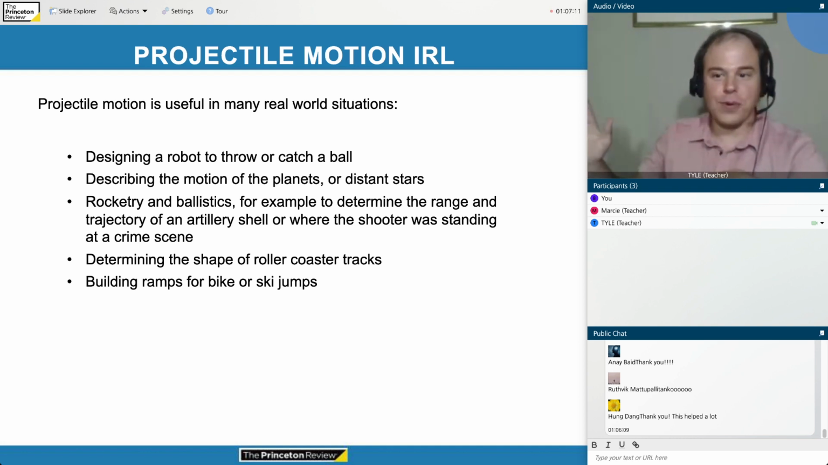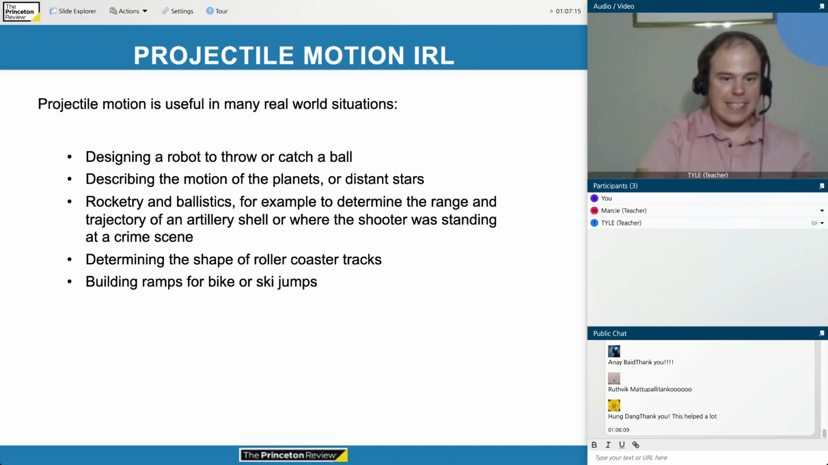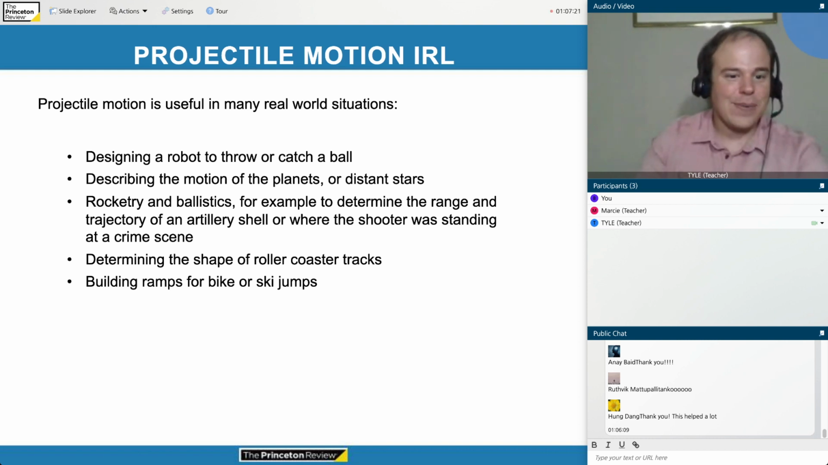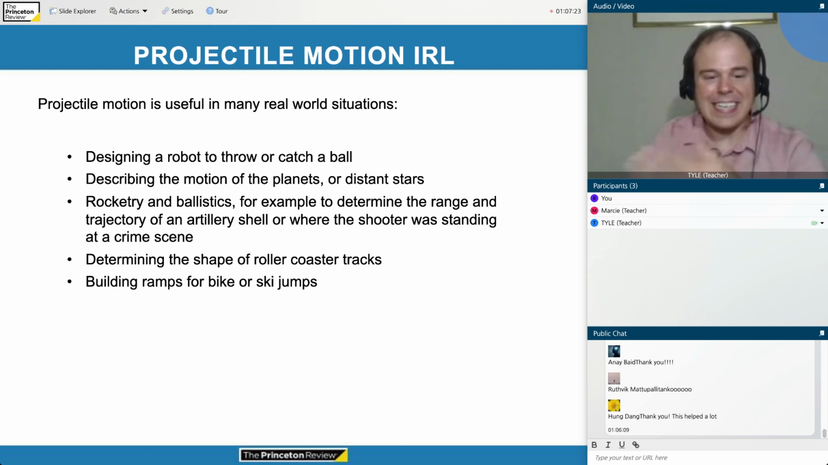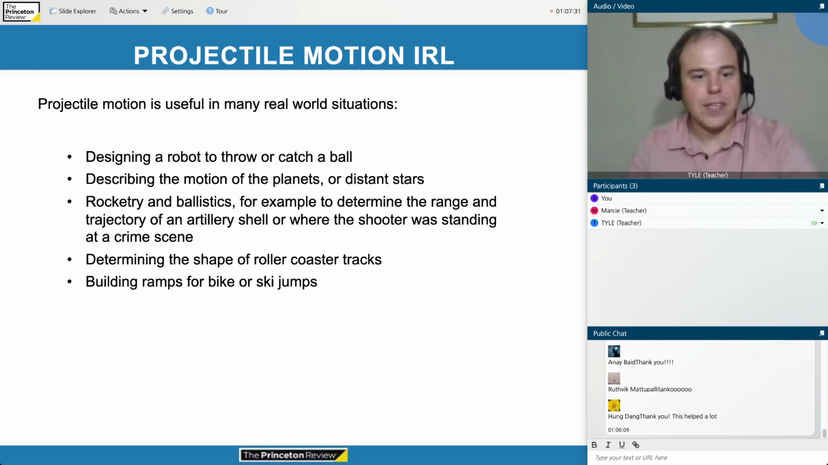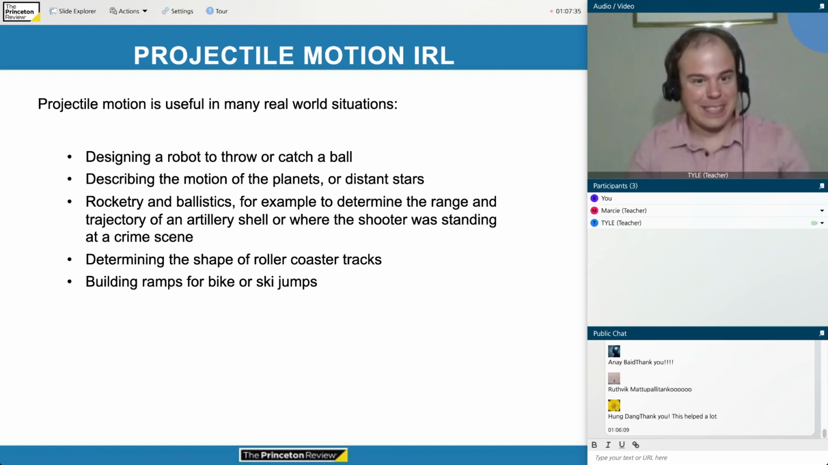Determining the shape of roller coaster tracks. If you want to get that weightless feeling, then it has to have the right shape, and that's determined by these same equations that we learned in this class today. Or if you want to build ramps for bike or ski jumps, you need to know how fast the person's going to be going to know how far and what angle to make the ramp so that they don't overshoot the landing ramp and hurt themselves.